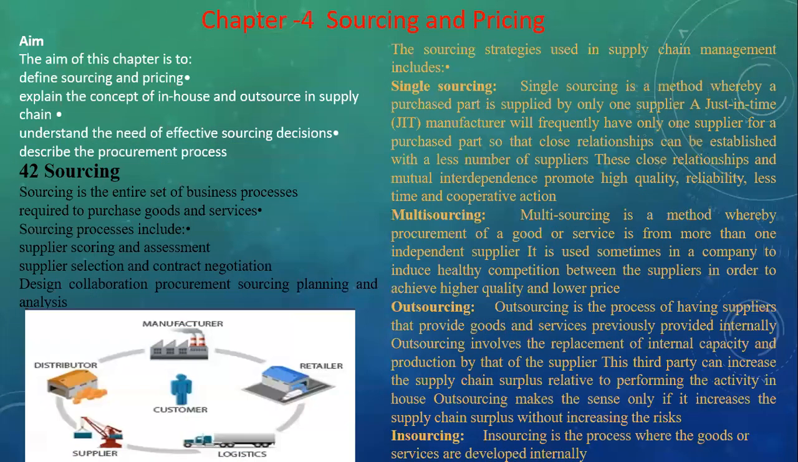And today in the session, we will understand sourcing. Okay, so we just start the chapter 4 named sourcing and pricing. So, the aim of this chapter is defining sourcing and pricing, and explaining the concept of in-house and outsource supply chain. In-house means manufactured by the same company, and outsource means buying from another company. We will also understand the needs and effective sourcing decisions. So let's start the session.